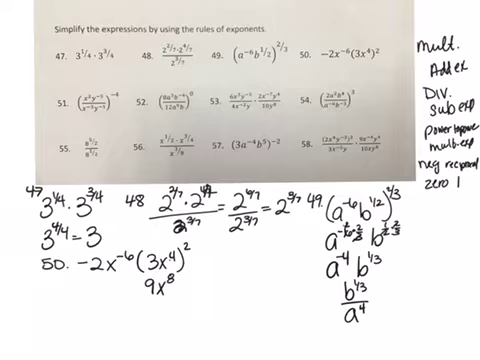And then I have -2x to the -6th. Then I'm going to multiply the numbers in front, -18. Add my exponents, -6 plus 8 is 2. So -18x squared.